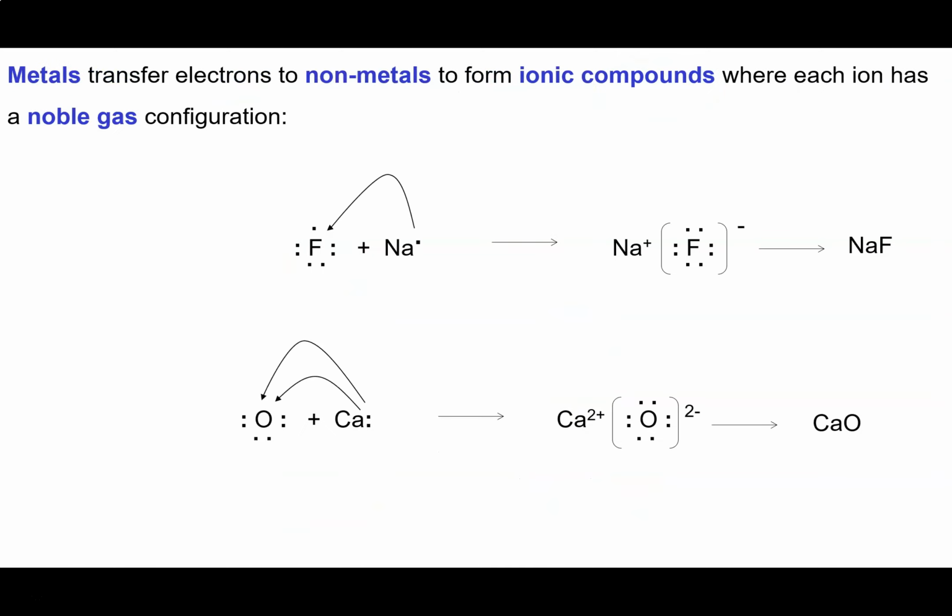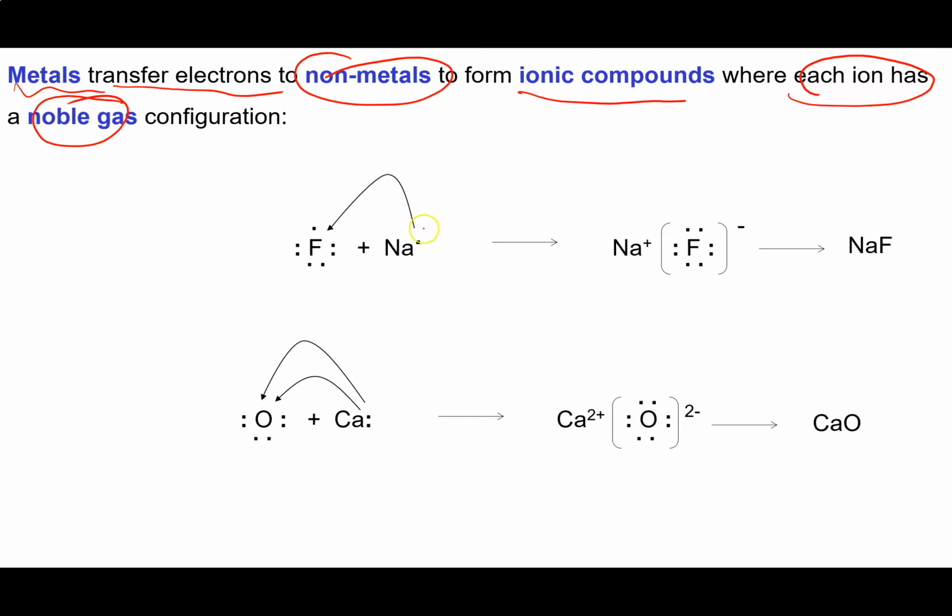Now, that explains the formation of the individual ions. How do we explain the formation of an ionic compound, and how can we use Lewis diagrams to illustrate the formation of these compounds? What happens in the formation of an ionic compound is that metals transfer electrons to nonmetals to form the ionic compound, where every ion that is formed has a noble gas configuration.